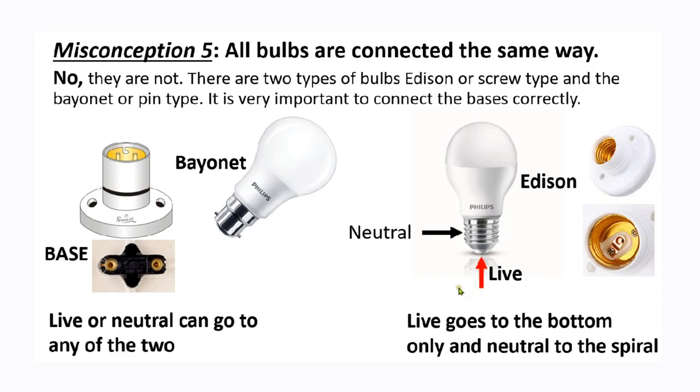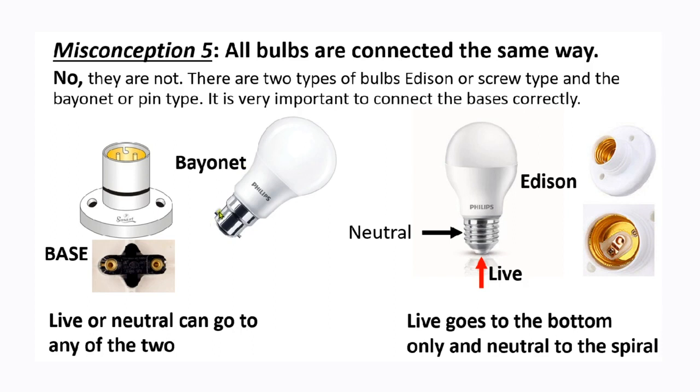Let's have a look at one more misconception, and that is all bulbs are connected the same way. Now in your house, you've probably come across either this bulb on your left-hand side or the bulb on your right-hand side. The bulb on your left-hand side, we commonly refer to that as the pin type. And the one on your right-hand side, we refer to that as a screw type. Those are not correct electrical terminology in describing them. The one with the pin, the correct name for them is bayonet. That bulb is a bayonet type. And the one which we normally refer to as the screw type is actually called an Edison bulb.